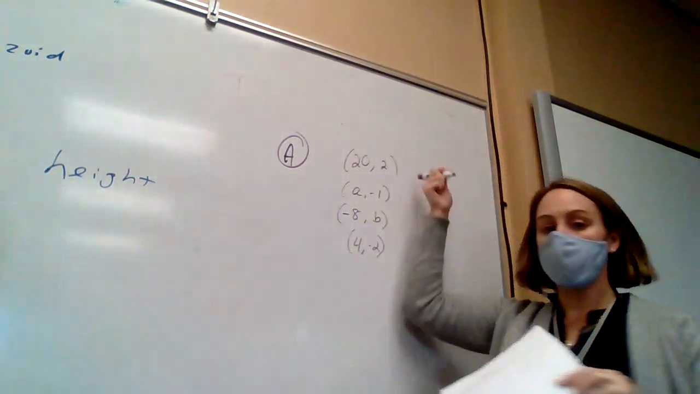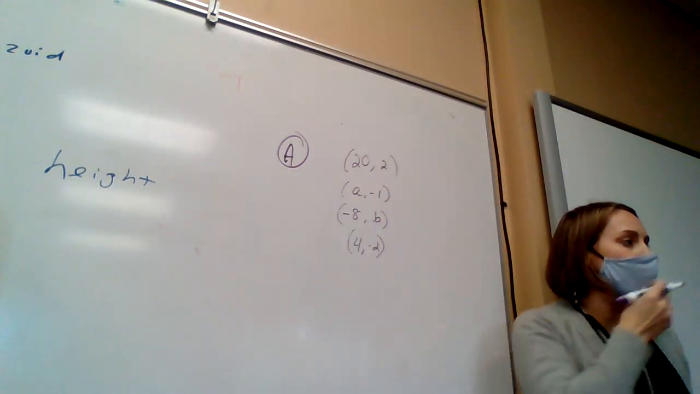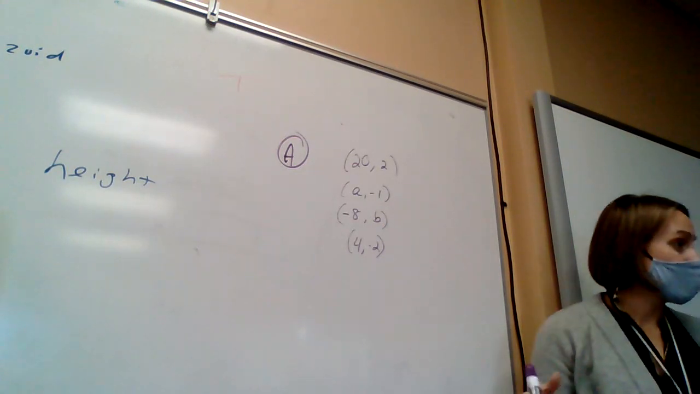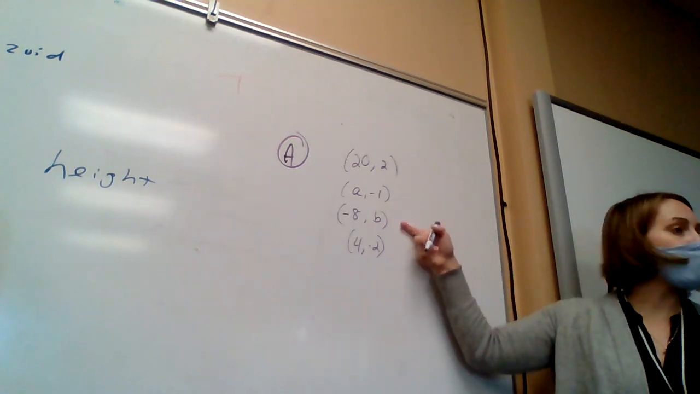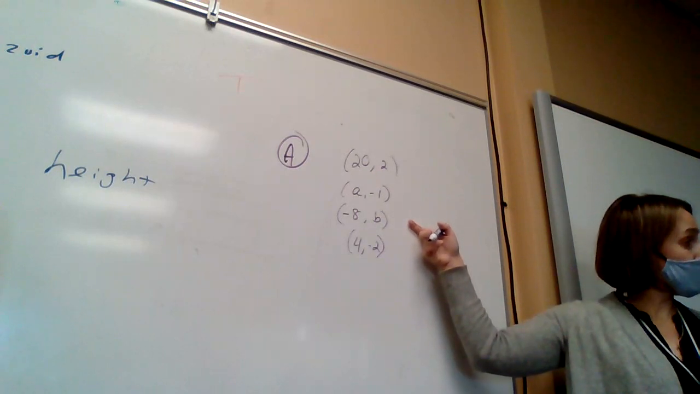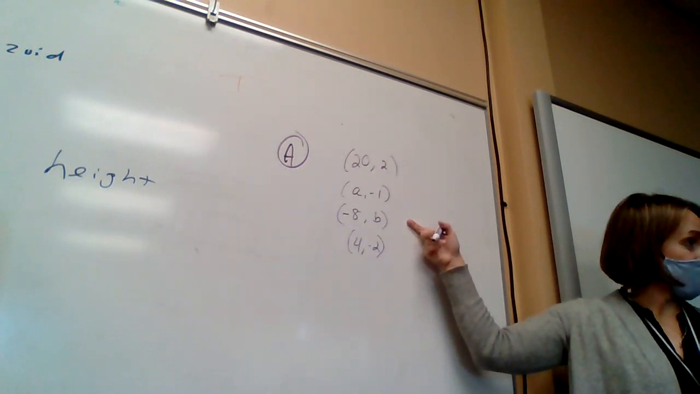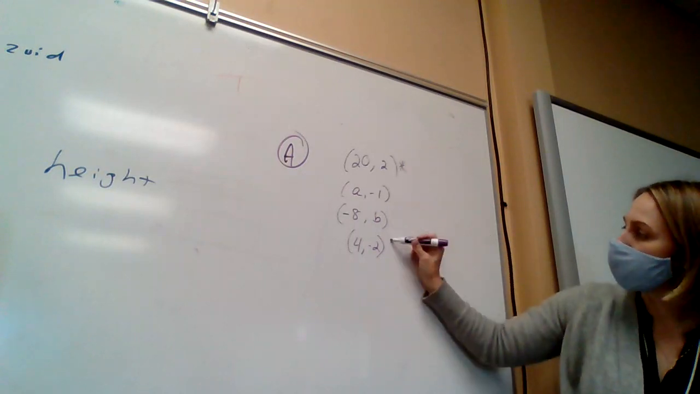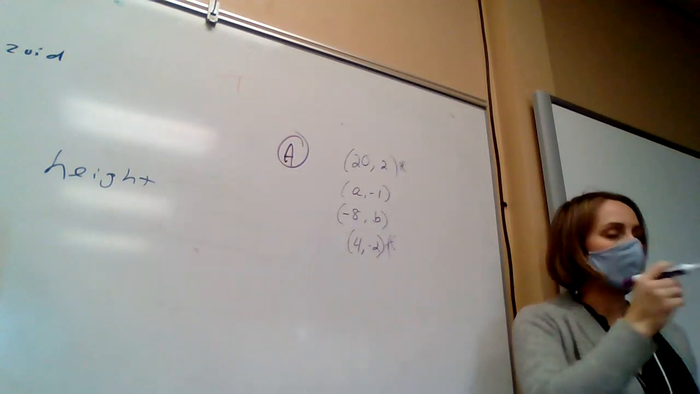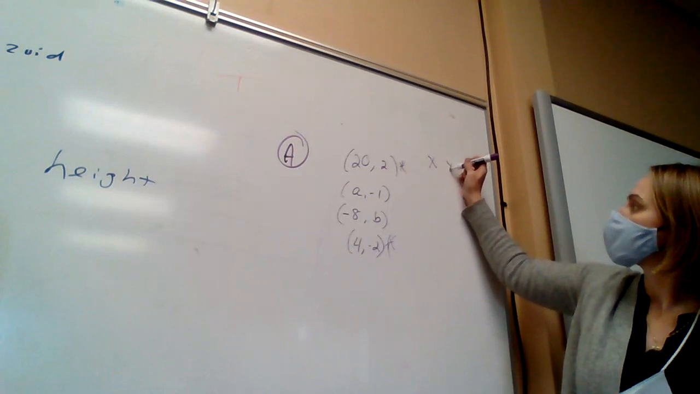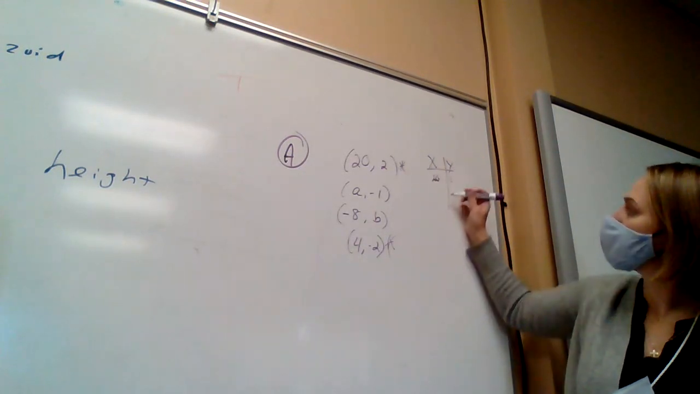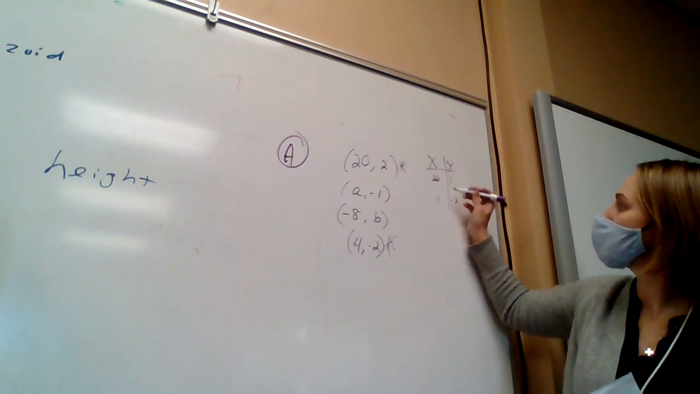Okay, so here are the 4 points that are given on the line. We can only use 2 of them to find the slope. 2 of them have variables in them that we could use to make an equation, but we can't use them to find the slope. So we're going to use that one and that one. X comma Y: we have 20 and 2, and we have 4 and negative 2.